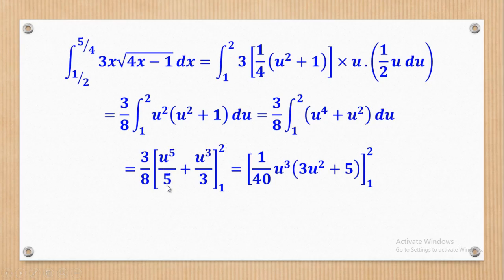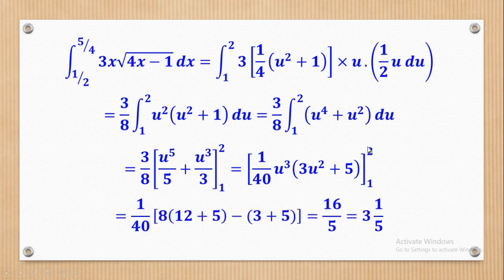Increase the power by 1, divide by the new power. So this was u to the power 4. Increase the power by 1, I'll come up with u to the power 5. So the new power is 5. I'll divide by the new power, which is 5. That's where this 5 comes from. Then for this one, it was u squared. So increase the power by 1, I'll come up with u to the power 3. Divide by the new power, which is 3. Out of that, I can simplify. When I get the LCM, it will be 15. Then I can put it out, and I'll come up with 1 over 40 u cubed in brackets 3u squared plus 5.